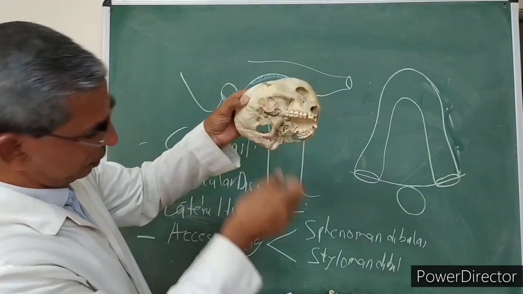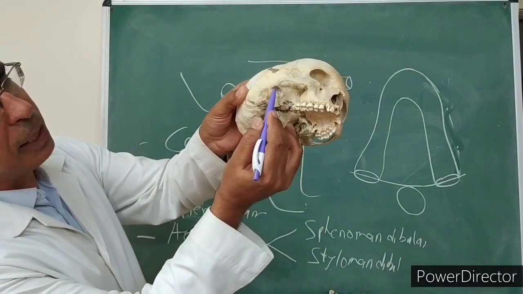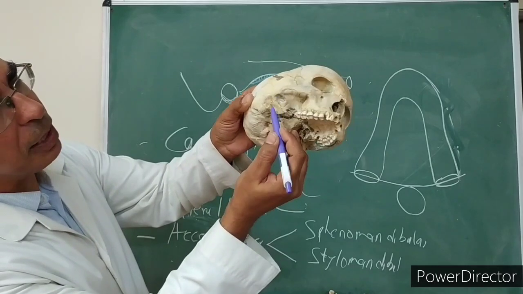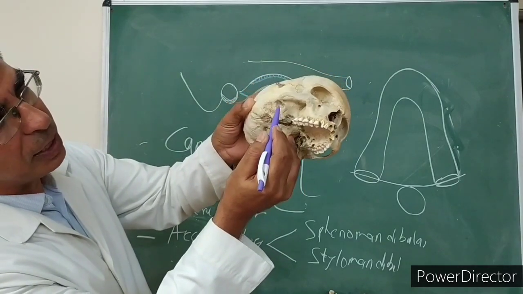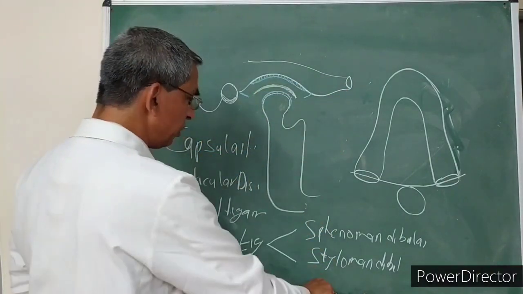Here, these are the margins. This capsule is attached here: anteriorly to the articular tubercle, posteriorly to the squamotympanic fissure, and peripherally along the margin. So this is the attachment of the capsule.